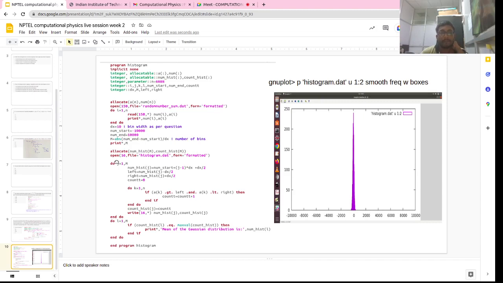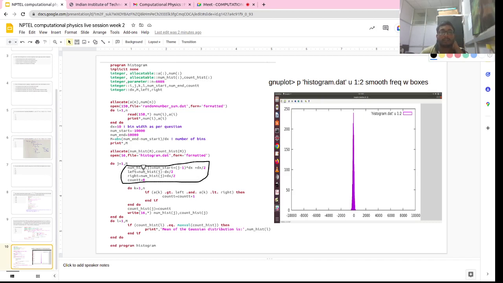Okay, so then again we are opening another file which we are using to write our output for this program, and then we do j equals 1 to capital M. That means for each of the bins we are trying to calculate the number of counts of the numbers. So for the first time it will take j equals 1, and the count has been defined as 0 for the first time. Also, this portion will actually give you the bin size.